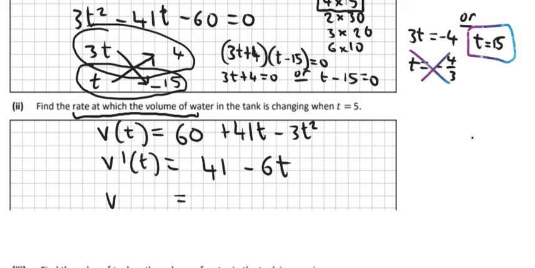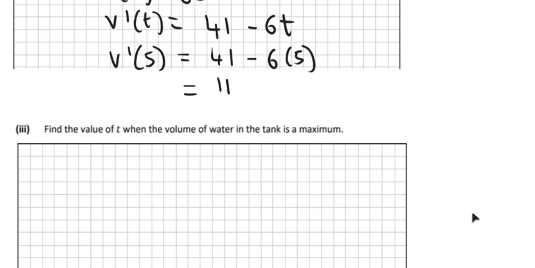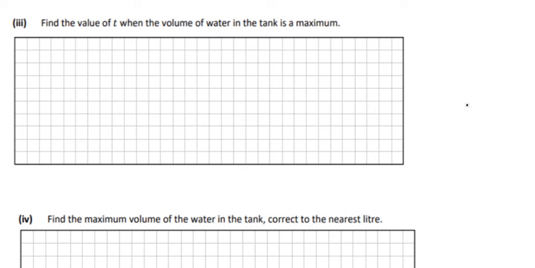And then V dash of 5, we just sub in a 5, so 41 minus 6 times 5. 6 times 5 is 30, so 41 take away 30 is 11. That's the rate at which the volume is changing. It's 11, and it's in litres, so the tank is basically losing 11 litres every day. So that's that part.